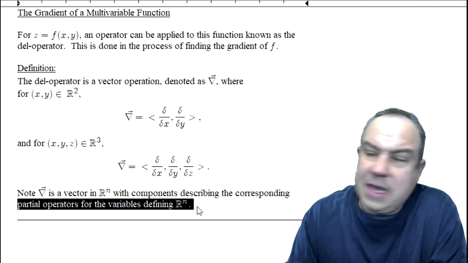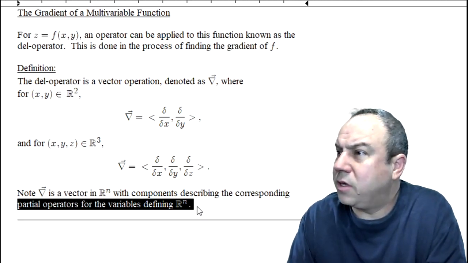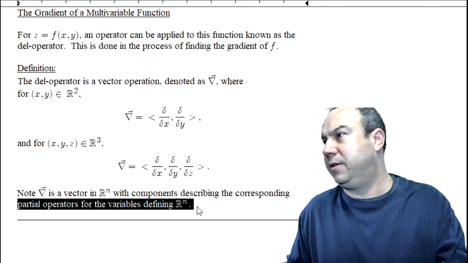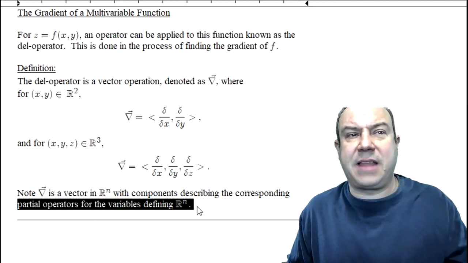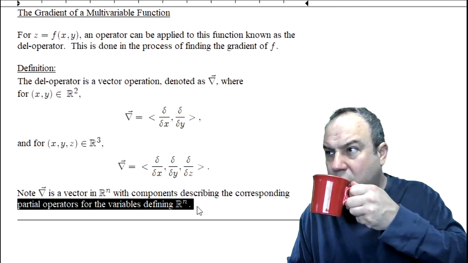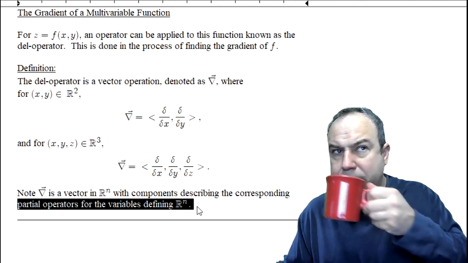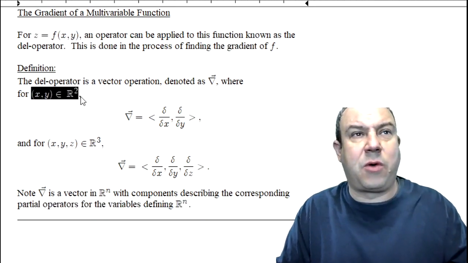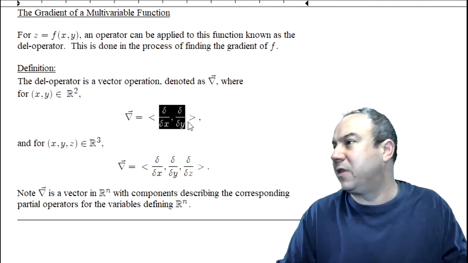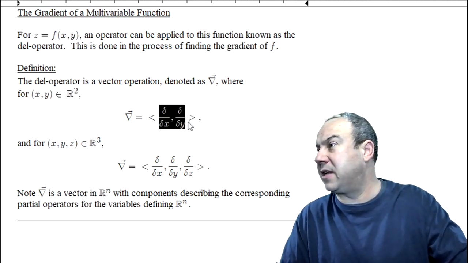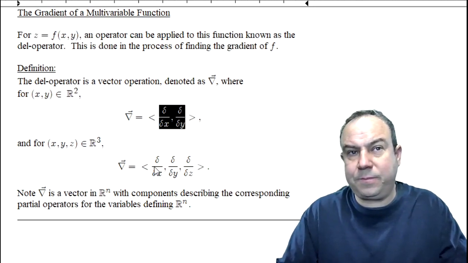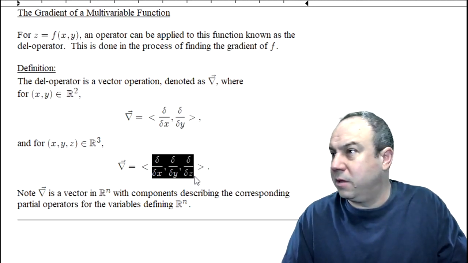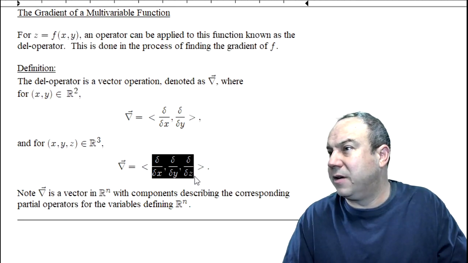It is a vector whose components are comprised of the partials for the variables defining that space. If x and y define two dimensions, it's filled up with the partial with respect to x and the partial with respect to y. If it's x, y, and z defining that space, well, it's a three-component vector operation.